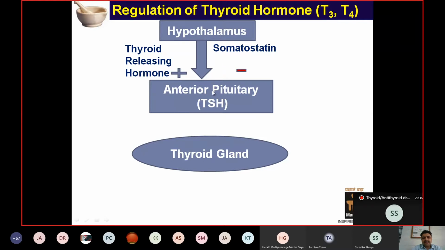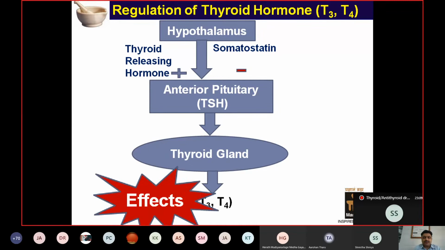Okay, somatostatin inhibits TSH; it inhibits the anterior pituitary gland from releasing thyroid stimulating hormone. So this balances the release. And when TSH is released, as I have already said, it will stimulate the thyroid gland, and the thyroid gland will release T3 and T4. Basically we call these the thyroid hormones, and this hormone produces its effects directly as well as indirectly.